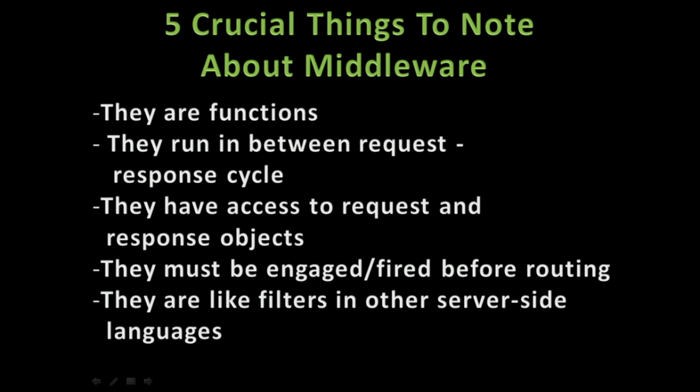The fourth one is they must be engaged or fired before routing. If you put your middleware after your routing, just know that nothing is going to happen. It's not going to fire. The routing, your endpoint, takes care of the request that comes from the client or from any server that is calling your endpoint. And if you need your middleware to function, then you need to make sure that it is before your routing.